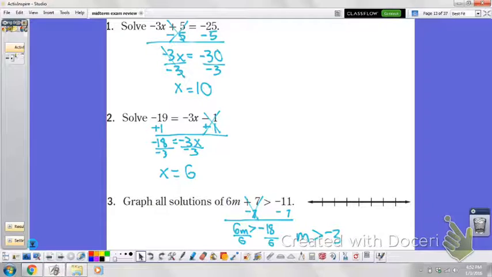Now I need to graph all my solutions on the number line. So if I have negative 3 here, it means I have negative 2, negative 1, 0, negative 4, negative 5, negative 6, and so on. I have an open circle because we have just a greater than at negative 3. And since I'm looking for the m values greater than negative 3, I will shade to the right.